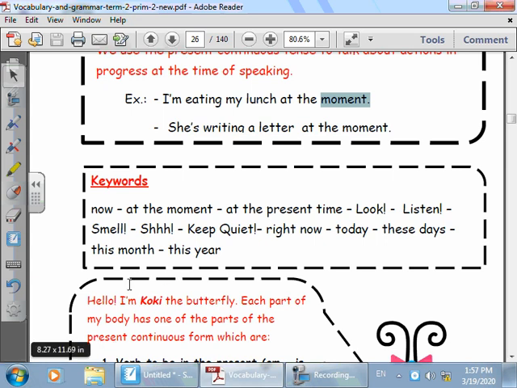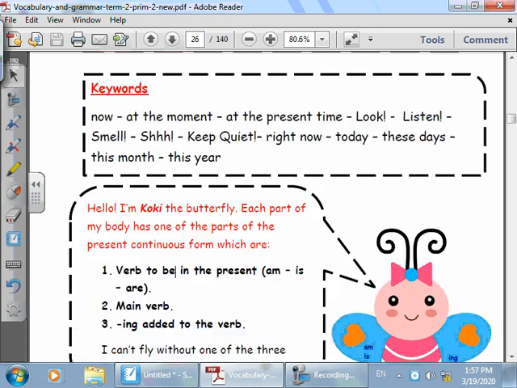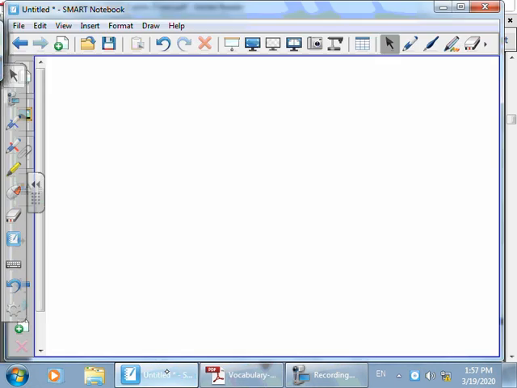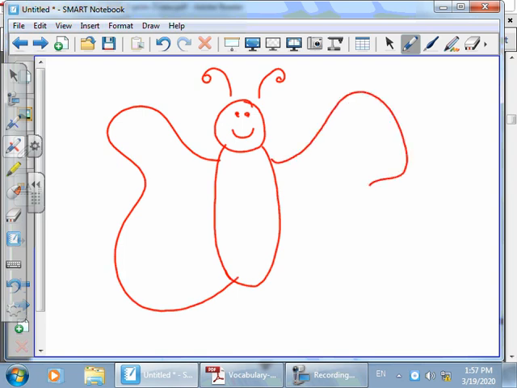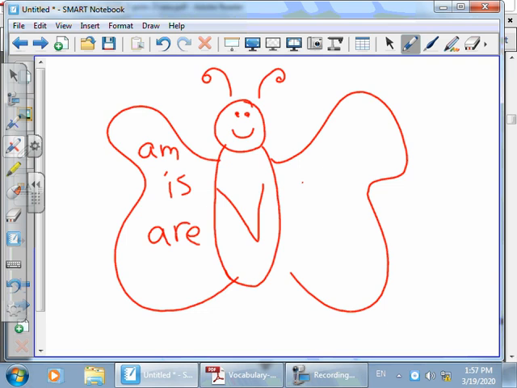Actually, the form of the present continuous is very easy. How? Okay, I always draw a butterfly. This is the body of the butterfly. And this is the first wing. In the first wing, I write here am, is, are. Her body is the verb, and the other wing is the I and N.